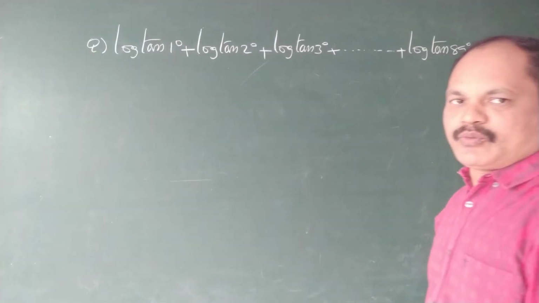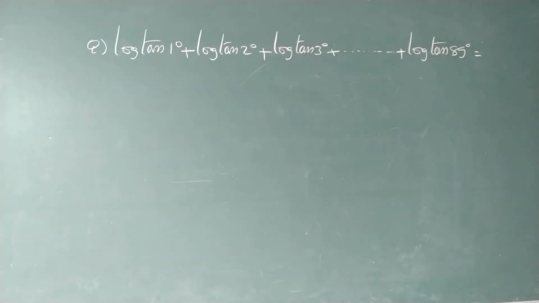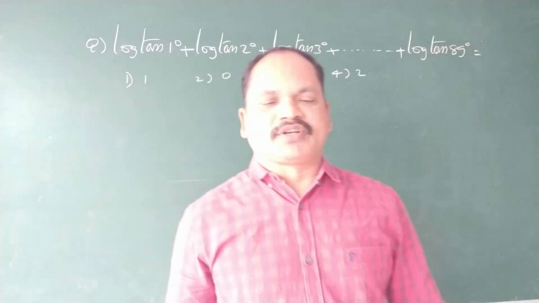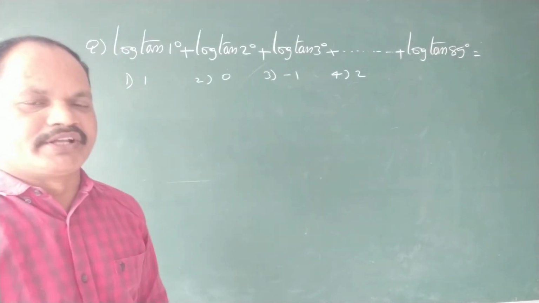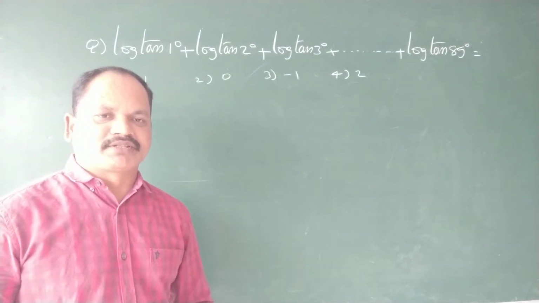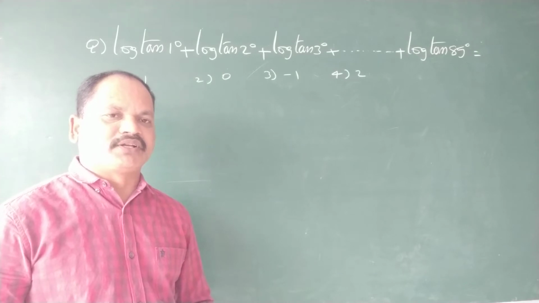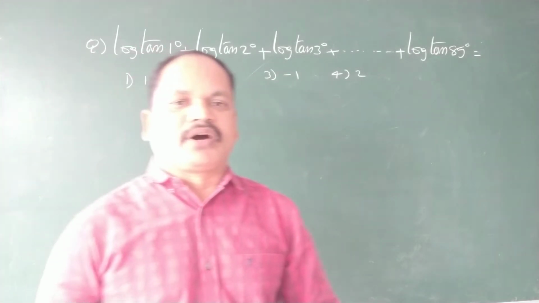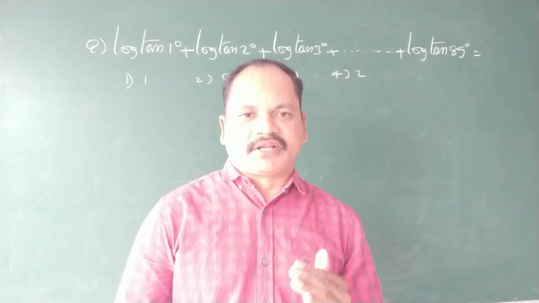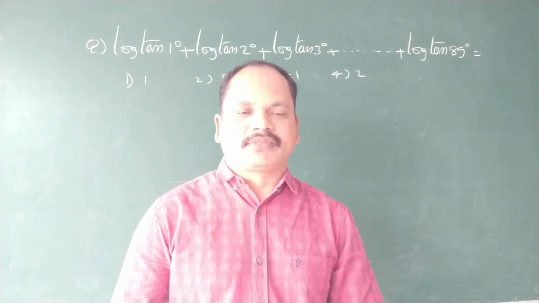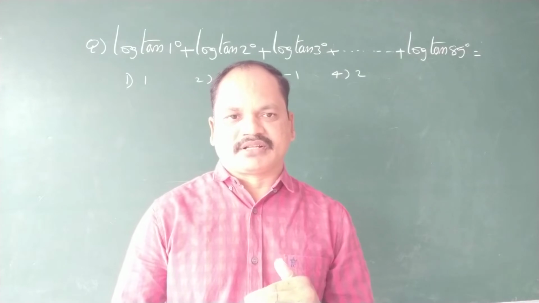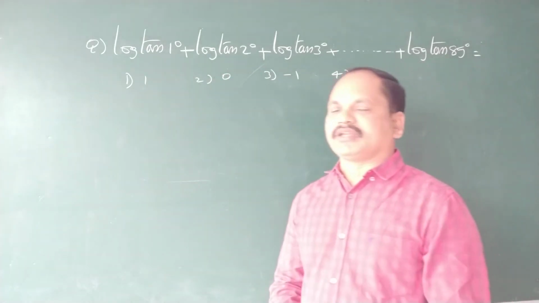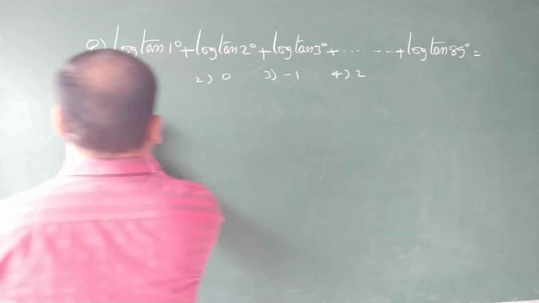Now observe one more question, that is log tan 1 degree plus log tan 2 degrees plus log tan 3 degrees plus and so on plus log tan 89 degrees. Actually we know one formula, that is log L plus log M is nothing but log LM. That means log A plus log B is nothing but log AB. According to that, I have to write the solution.